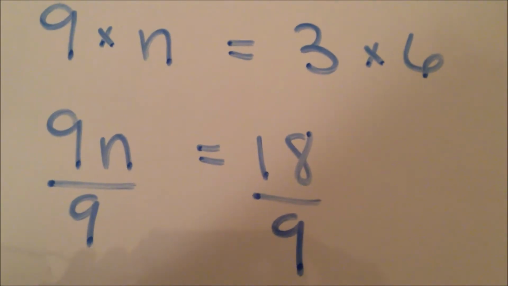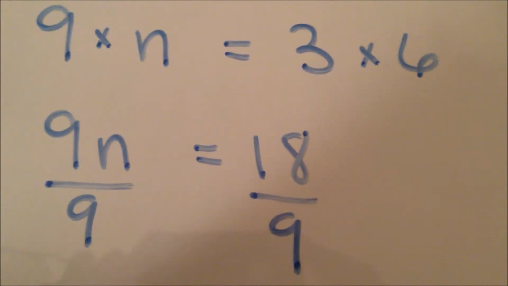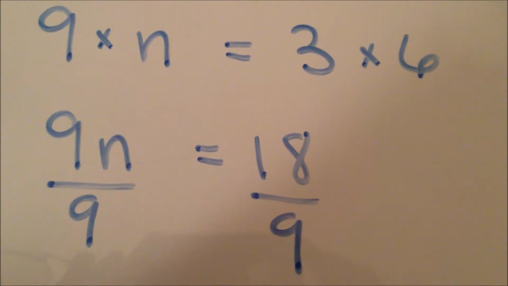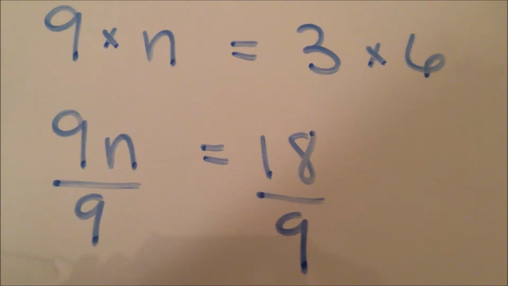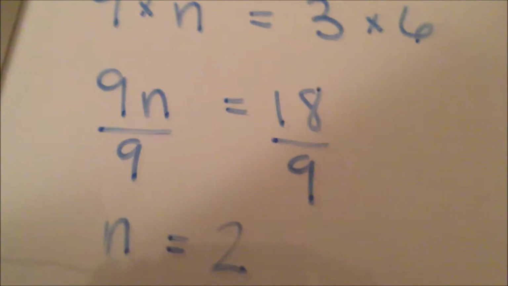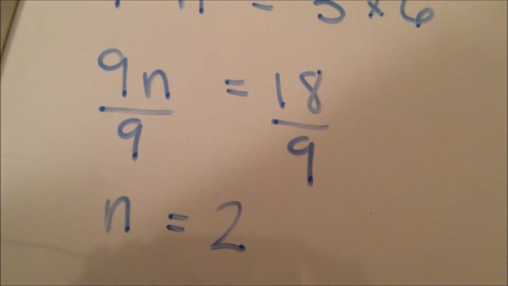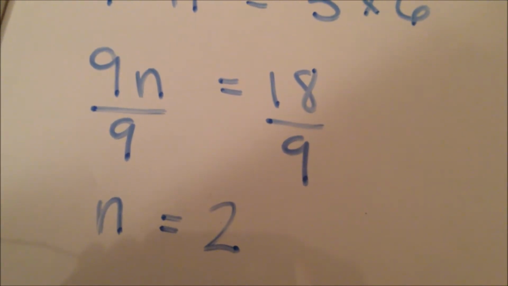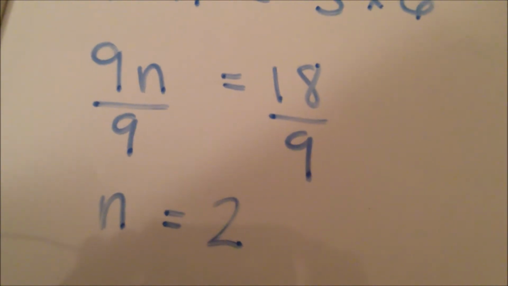Whatever you do to one side of an equal sign, you have to do the same thing to the other side of an equal sign to maintain the balance. So what happens to the 9's on the left-hand side is that they cancel. So we end up with n equals 18 divided by 9, which is 2.